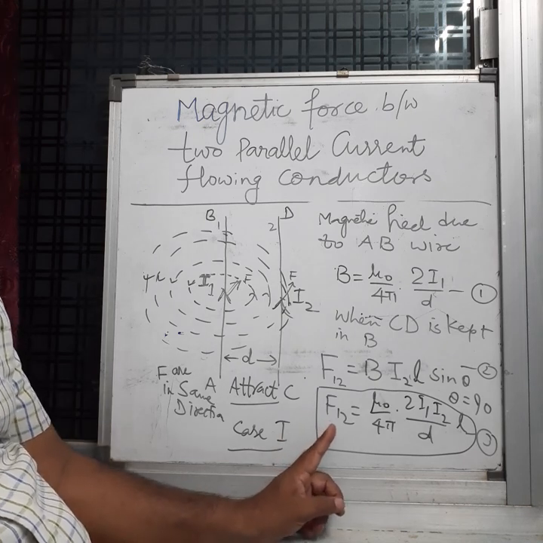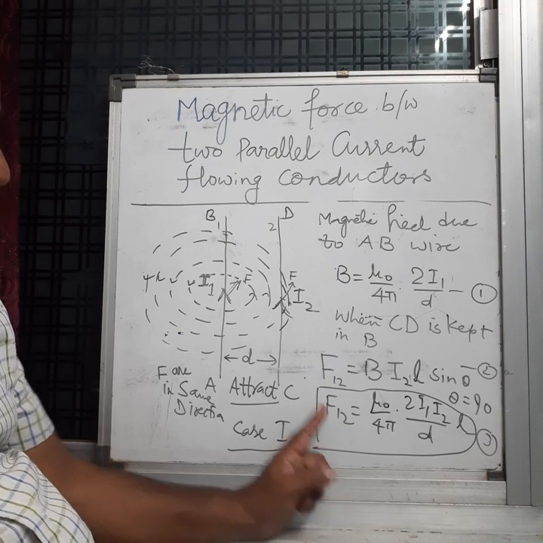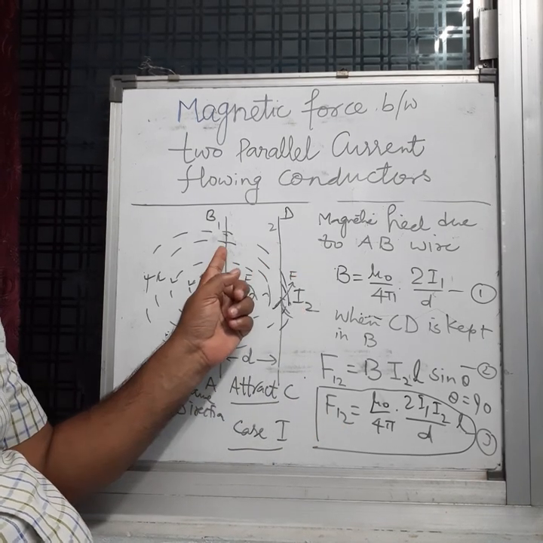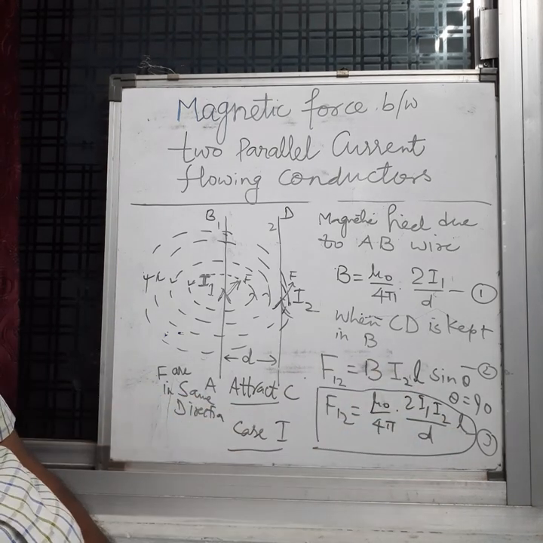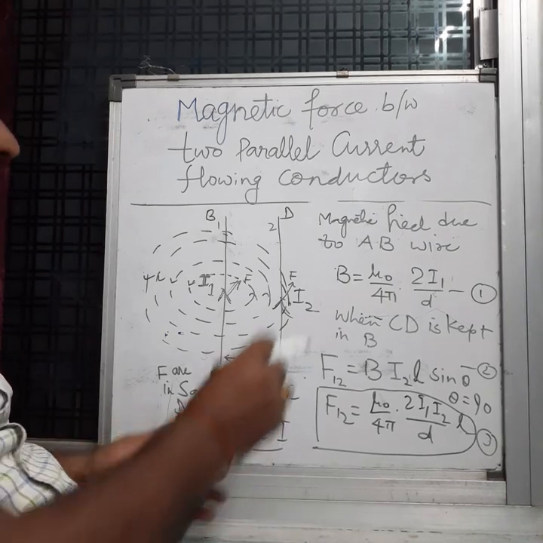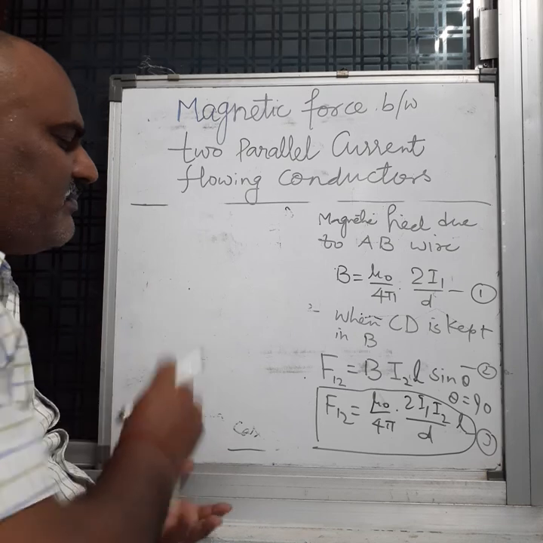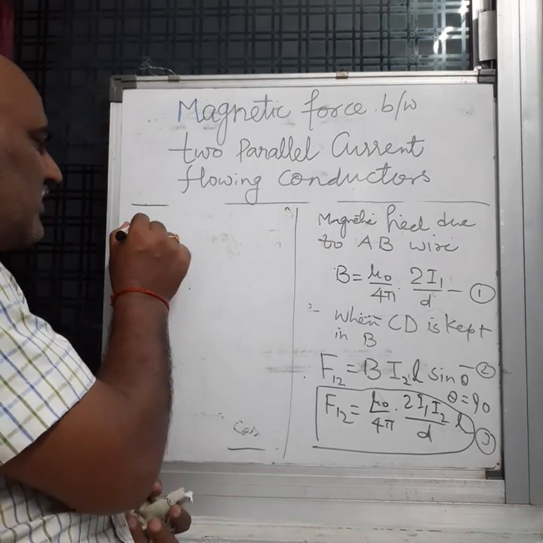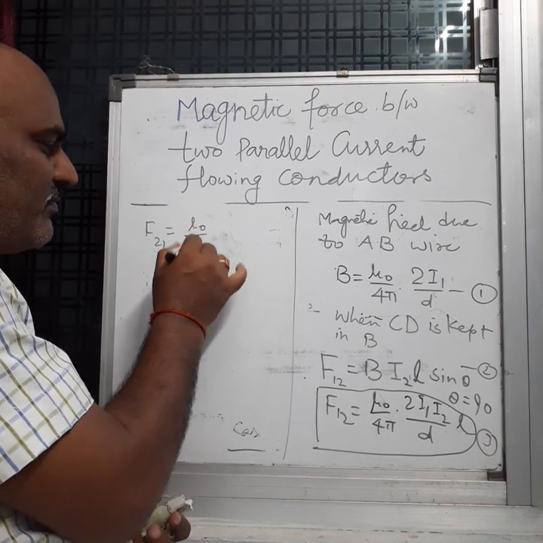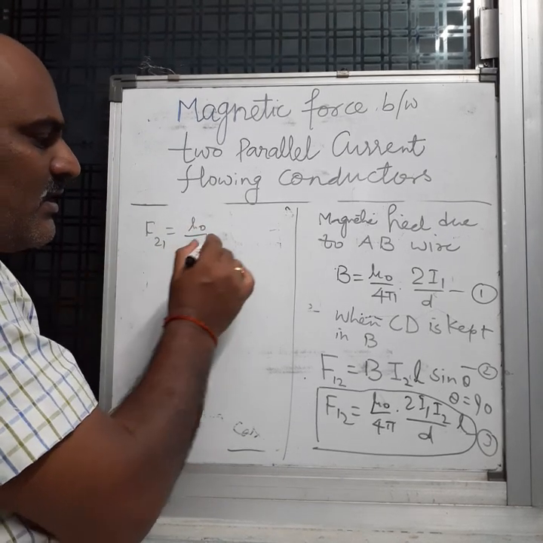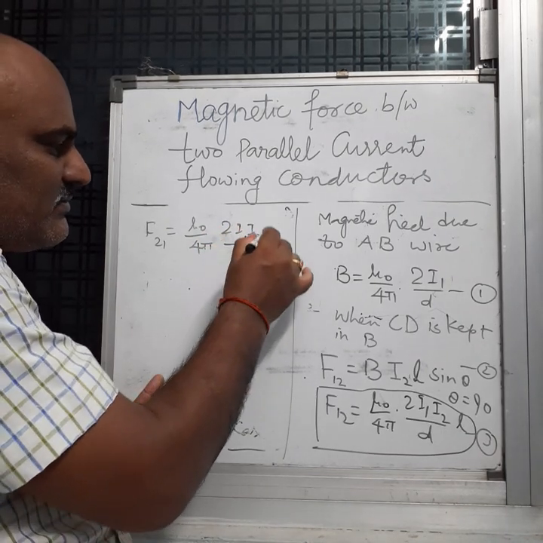F12 is the force on the second wire by the first wire. This is the second wire, this is the first wire. Force on second due to the first. This is the formula. Similarly, force on second by first equals the same: mu 0 upon 4 pi, 2 I1 I2 upon D into L.